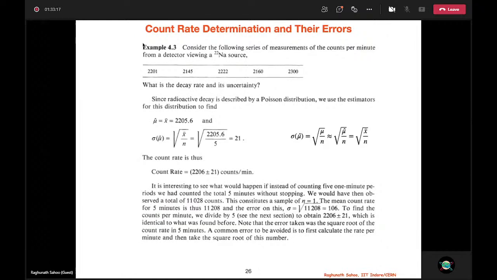If somebody else measures at a stretch for 5 minutes, will it make a difference? The answer is no, but your calculations should be proper.